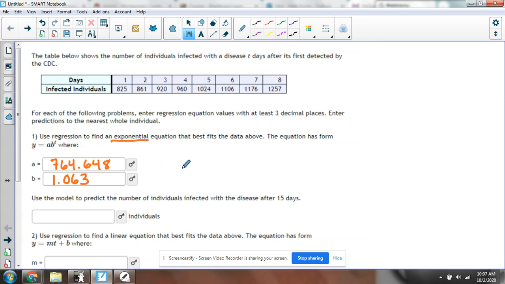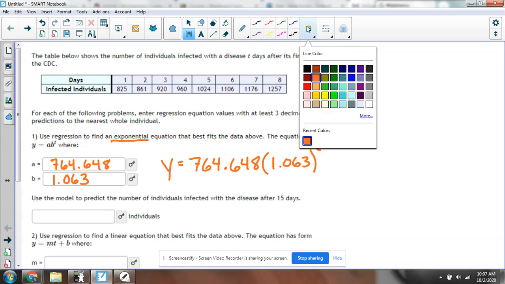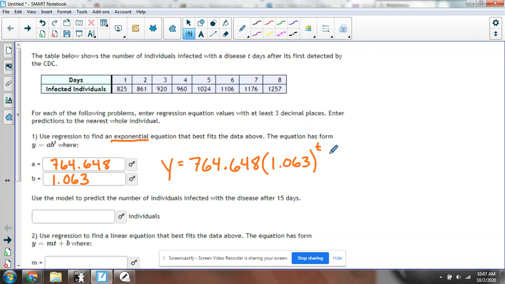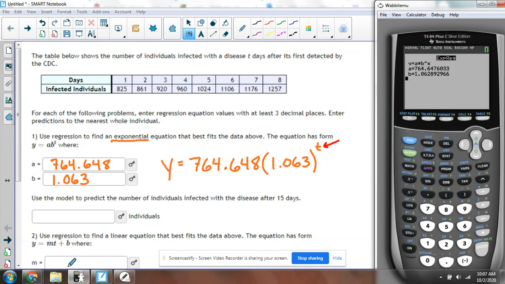Okay, so if you write our equation out, it would look like this. Y equals 764.648 times 1.063 to the t, like that. Okay, so it's used to model and predict the number of individuals infected with the disease after 15 days. So we're just going to let t be 15. So we'll plug in 15 for that.